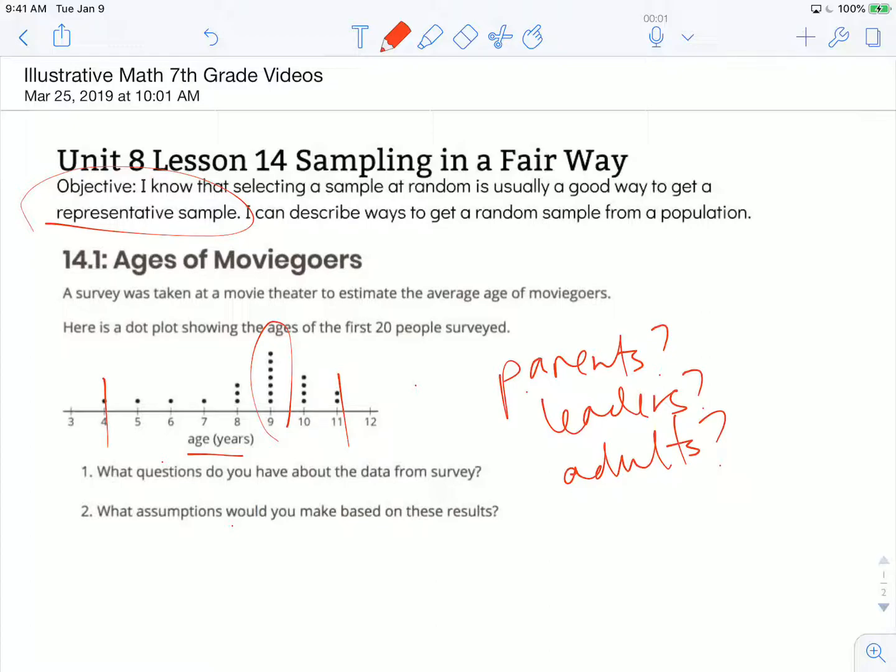It's important that you think about these kinds of things and wonder about the data, so that you don't just take it at face value when there could be information about the data that is misleading.